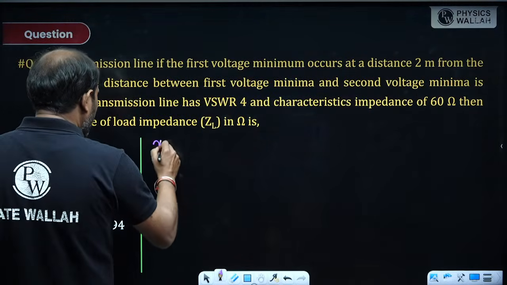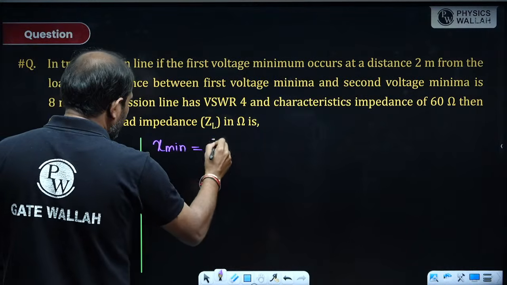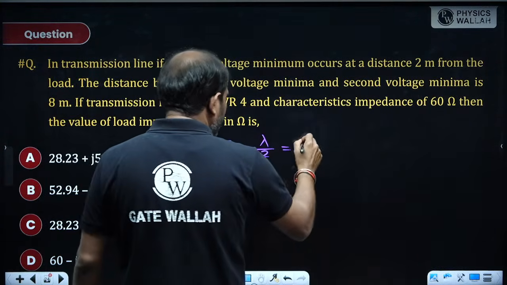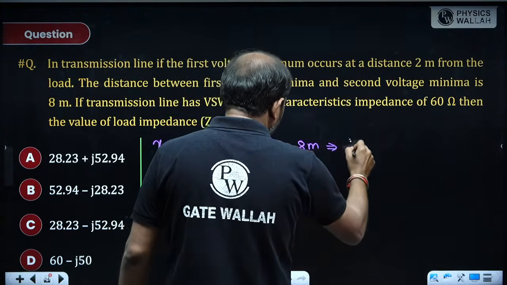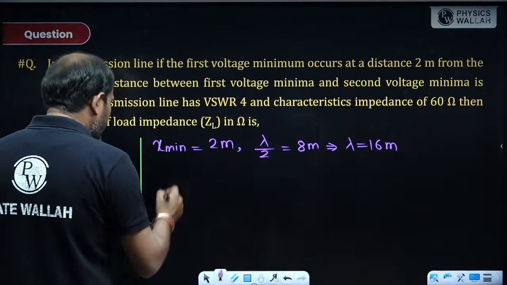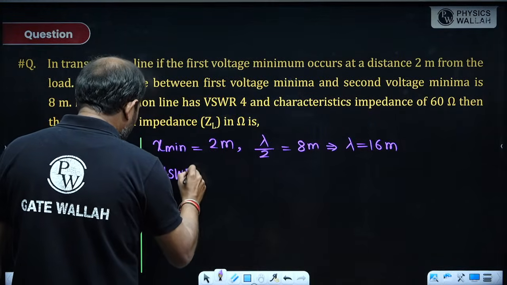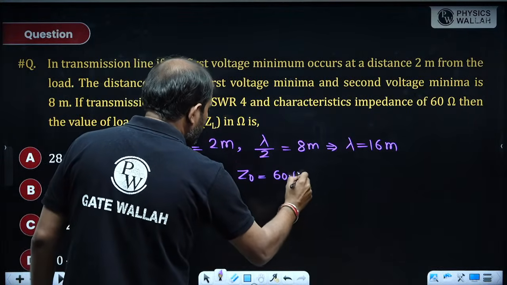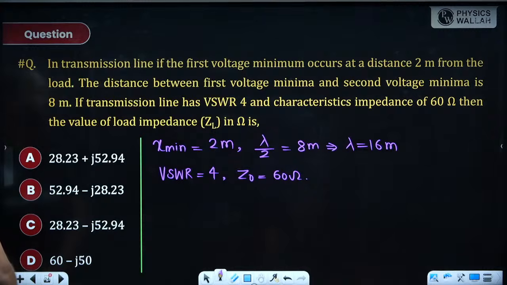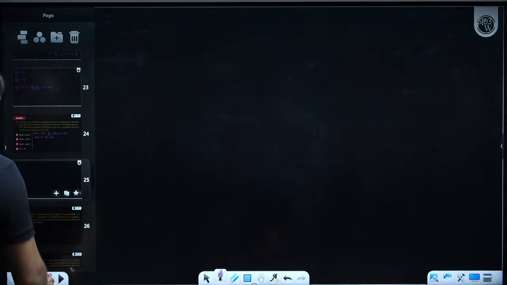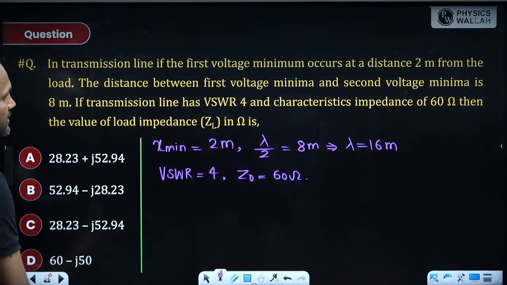So X minimum is given. How much? 2 meters. Lambda by 2 is given. How much? 8 meters. Lambda is equal to 16 meters. VSWR is equal to 4. Characteristic impedance is equal to 60 ohms. Okay, then what are we going to calculate? We are going to calculate the load impedance. Yes, sir.